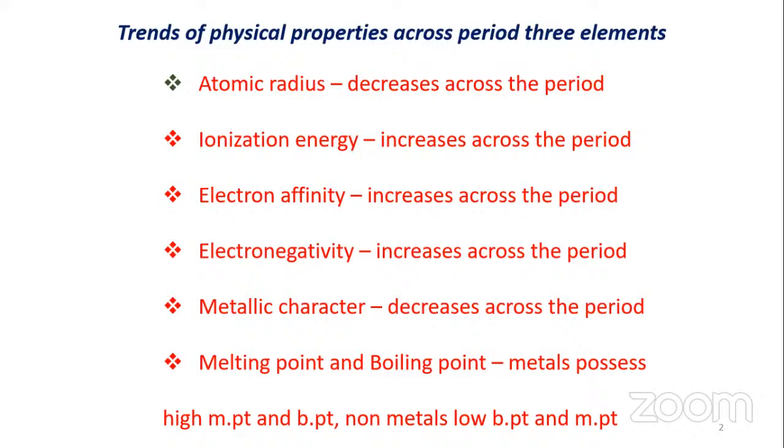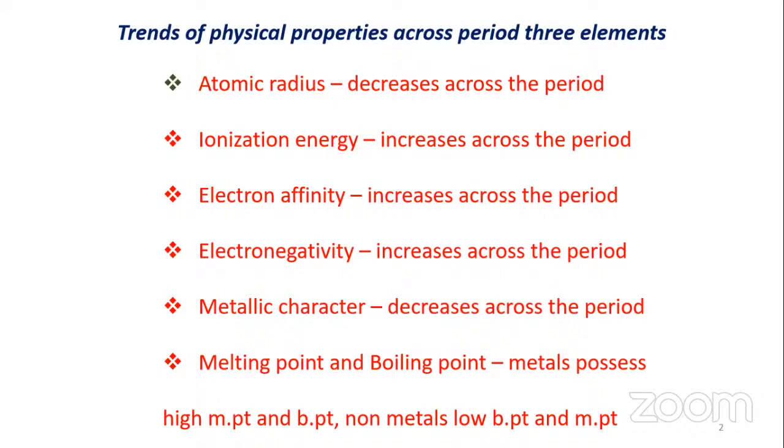The ionization energy of the elements increases across the period. Electronegativity increases, and electron affinity increases across the period. The metallic character decreases across the period. The melting point and the boiling point do not have a general trend. We see that the metals possess high melting and boiling points, while the non-metals possess low boiling points and low melting points.